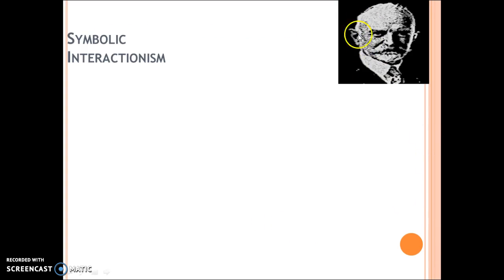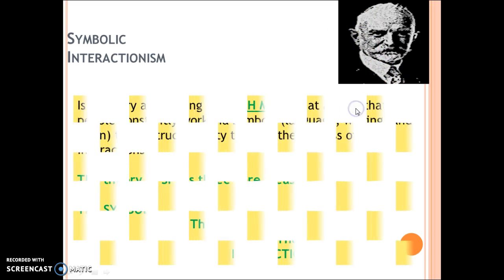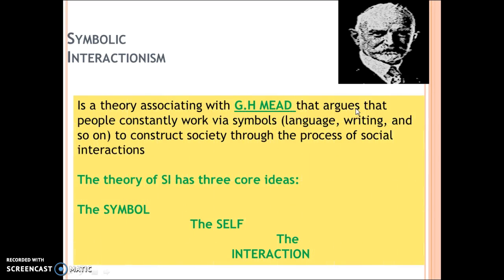So this guy is one of the founding fathers of symbolic interactionism. His name is G.H. Mead. According to him, we are constantly working via symbols, which is another word for labels, through language, writing and so on, to construct our society through the process of social interactions. And there are three main ideas to it: the symbol, the self and the interaction.